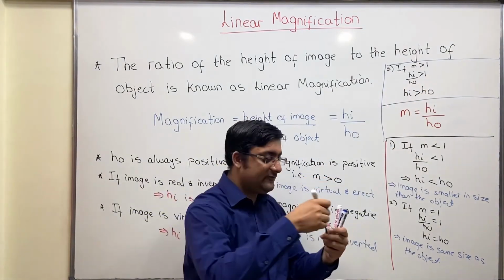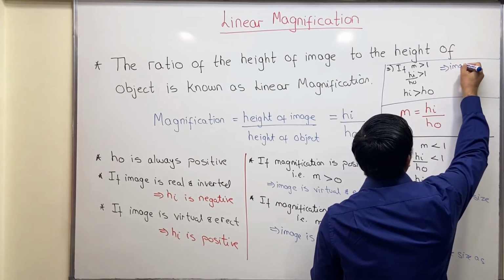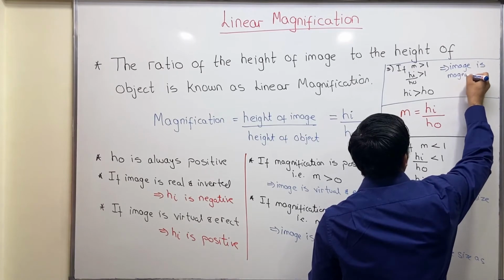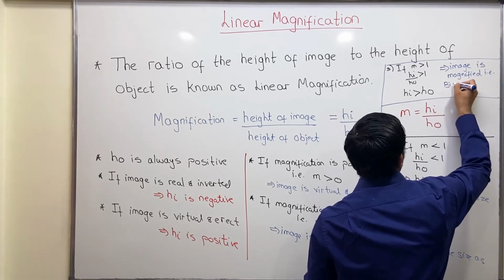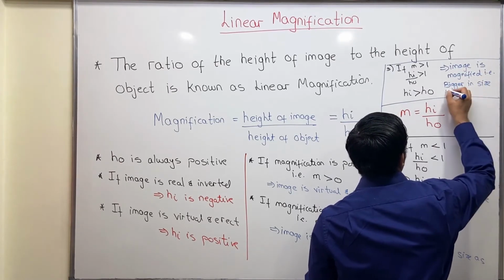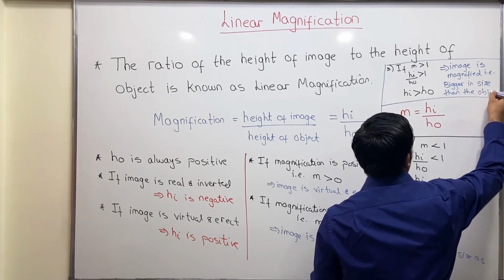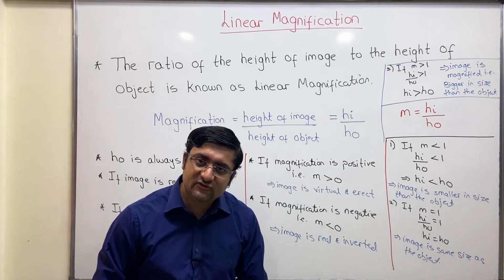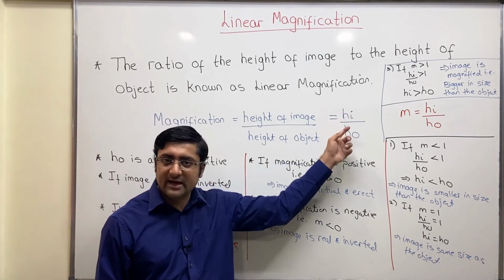So we get a magnified image. So this implies over here, image is bigger in size. So image over here is magnified, that is bigger in size than the object. So this is the complete analysis of magnification. Is this clear guys? So I'll repeat once again, linear magnification is height of image by height of object.